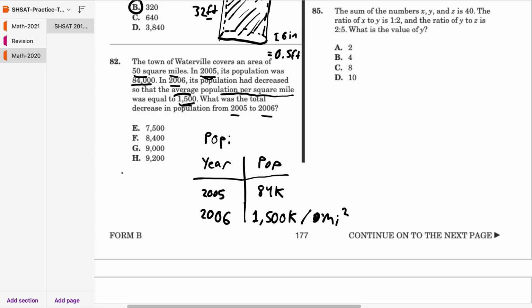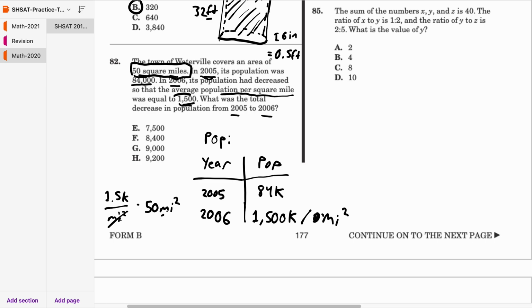And so in order to get the total population, we basically need to take into account that this town is 50 square miles. So we're going to do this 1.5K per mile squared, right? That's the per square mile population. And we're going to multiply it by the area of this town, which is 50 square miles, right? So that's the total population.